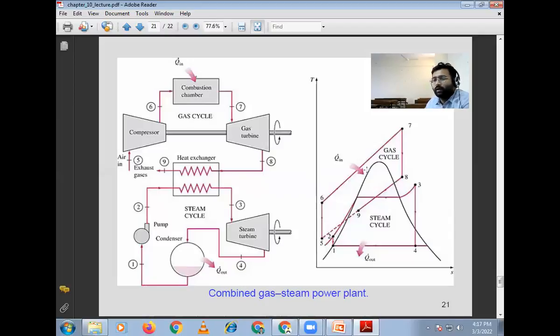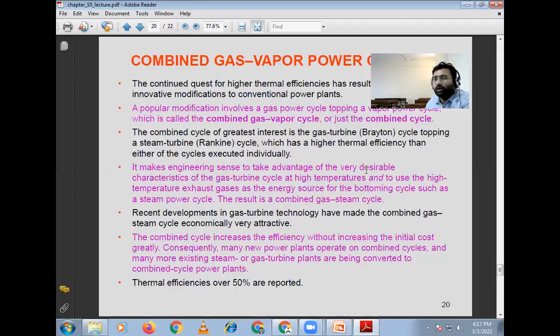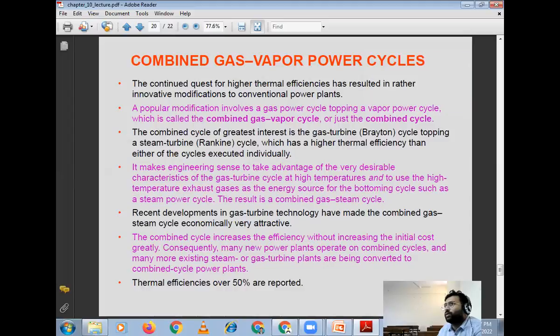So completed. Combined gas power cycle, we'll read the theory and then we'll continue. The popular continued quest for higher thermal efficiencies has resulted in innovative modifications to conventional power plants. The popular modification involves a gas power cycle topping a vapor power cycle, which is called a combined gas power cycle, or just combined cycle. The combined cycle of greatest interest is the gas turbine, which works on the Brayton cycle, topped with a steam turbine, that is the Rankine cycle, which has higher thermal efficiency than either of the cycles executed individually.